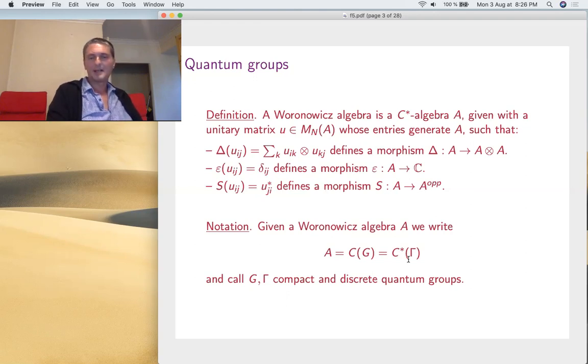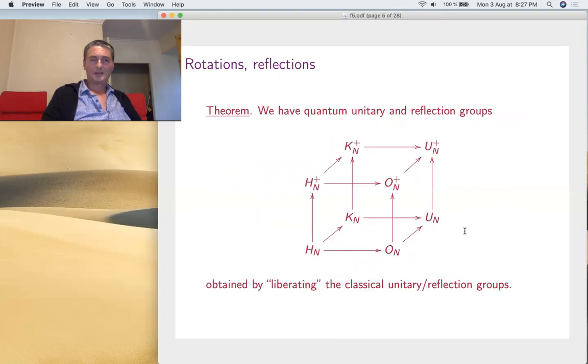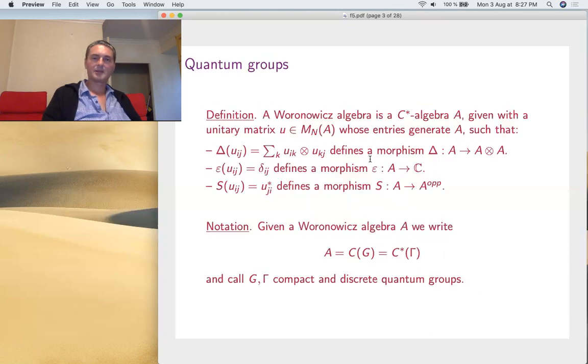At the same time, we have the definition of compact quantum groups in the Lie case, I mean the matrix case, and of the discrete quantum groups in the finitely generated case. And you have a kind of Pontryagin type duality. Everything is just fine. So that's the basic theory. Now, what is interesting for us is to liberate these guys here, H_n, K_n, O_n, U_n, and you can do it. So why? Once again, let's go back to the axioms.